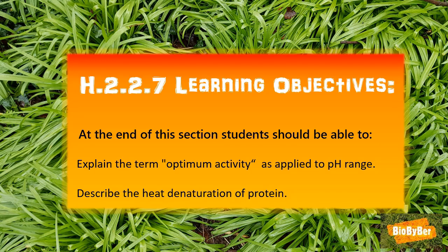What does this actually mean? What are we trying to understand? Well, you have to be able to explain the term optimum activity and understand how pH range or different pH values affect optimum activity. You also have to be able to describe the heat denaturation of protein, or in other words, how heat affects protein.